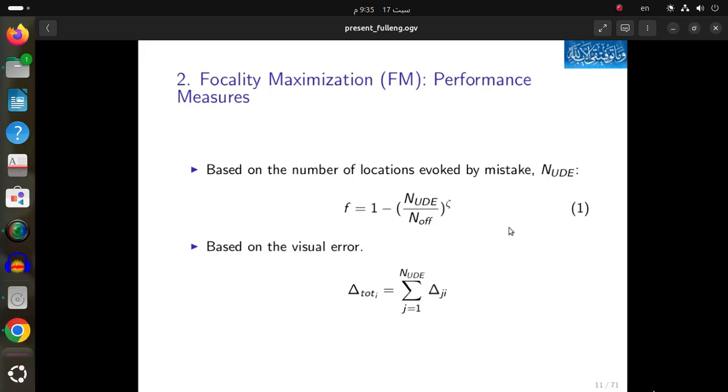The second measure is based on the visual error. Since our application is a visual application, if the phosphenes evoked by mistake, due to excitation of locations that should not have been excited, are close to the phosphene that we really intended to evoke, then the error should be considered small. That's why we define a term, the visual error, which is based on the distance between the phosphene evoked by mistake and the correct phosphene that should have been evoked. And we sum these visual errors.